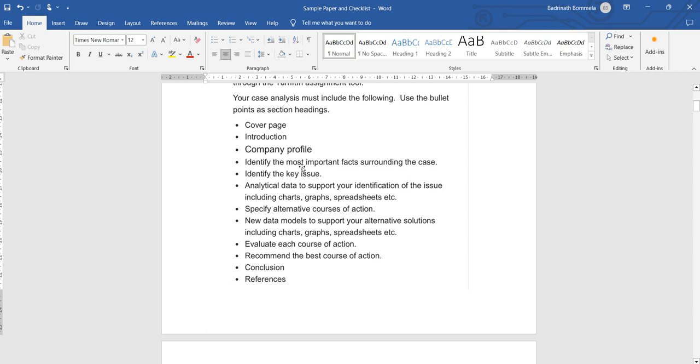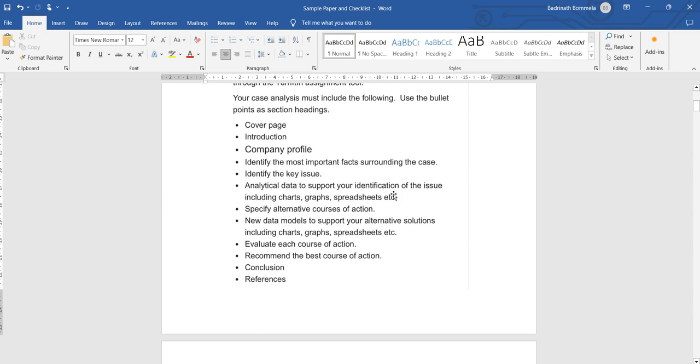Then we discuss the problem and key facts, key issues, and key elements that are related to the case. We specifically discuss the issue, and before that, we discuss the most important facts surrounding the issue, like what kind of elements influence the happening of the issue. Next, analytical data to support identification of the issue. Here, we present the data and the graphical information we include, and we try to highlight the importance or the reasons for the happening of the issue.